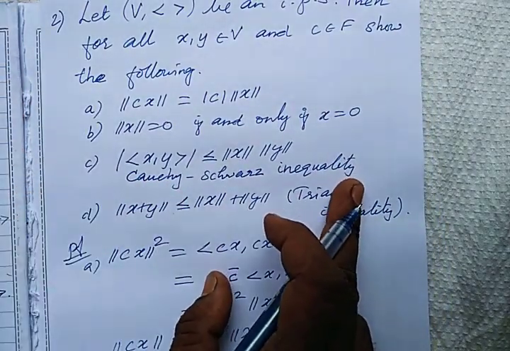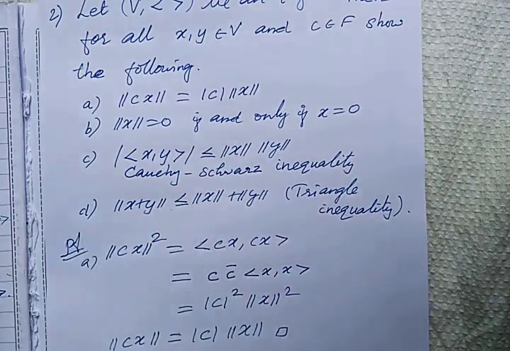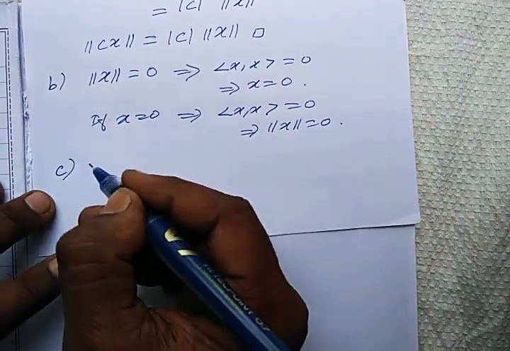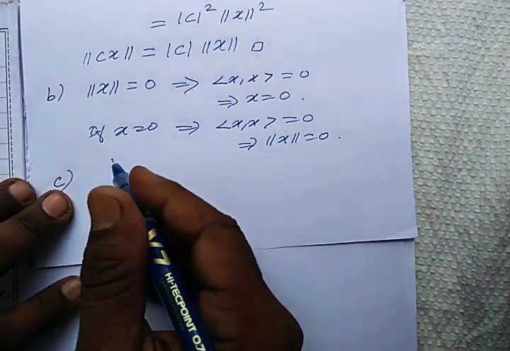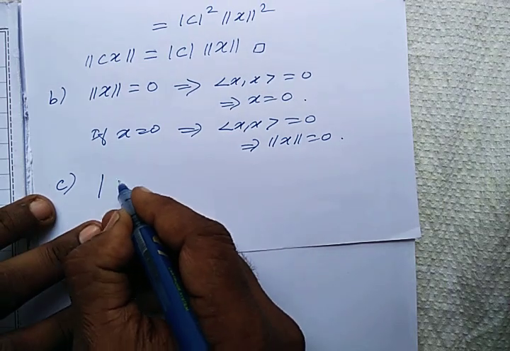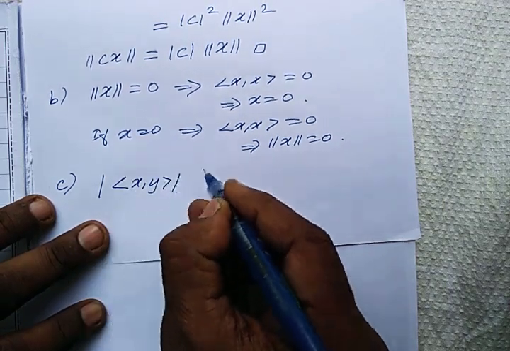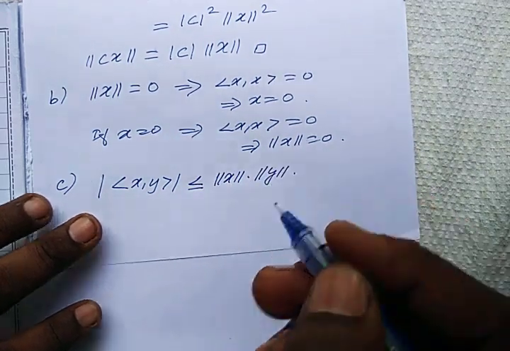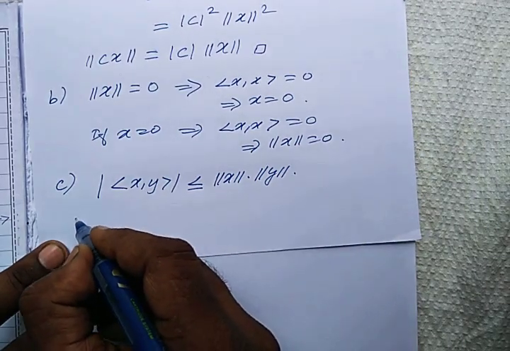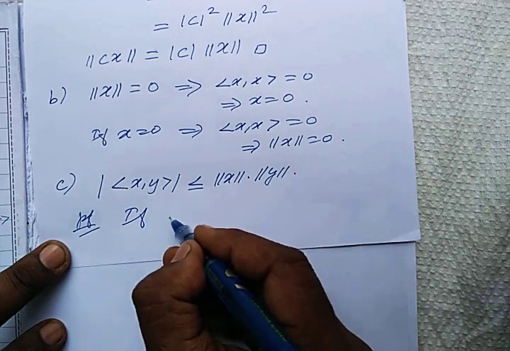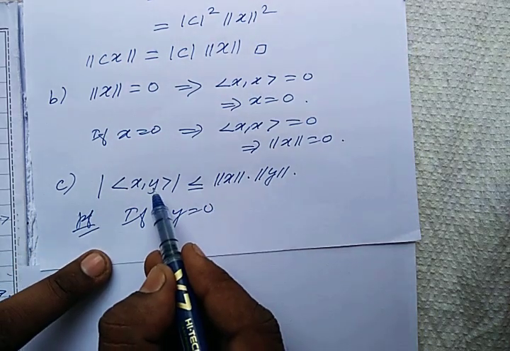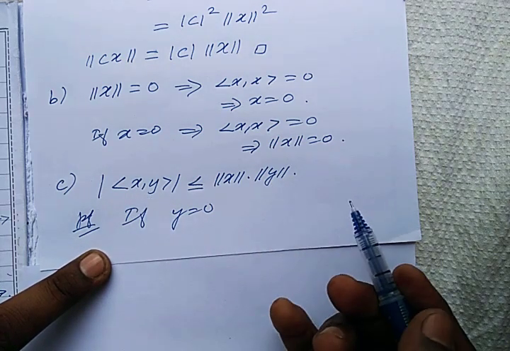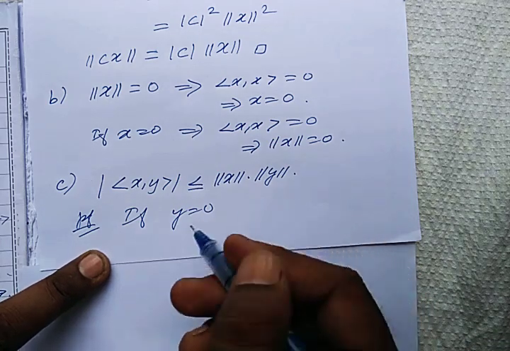Cauchy-Schwarz inequality is a very important one, and by using the Cauchy-Schwarz inequality, let us prove the triangle inequality. Now let us prove the Cauchy-Schwarz inequality. What is the inequality? Modulus of inner product of x comma y is always less than or equal to norm x into norm y. Okay, let us prove it. Proof. If y is equal to 0, if the vector y is 0, then the inner product is 0, the left hand side is 0, the right hand side is also 0. So 0 is equal to 0, nothing to prove.